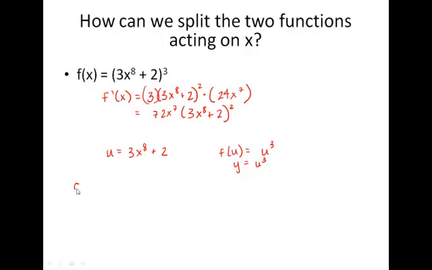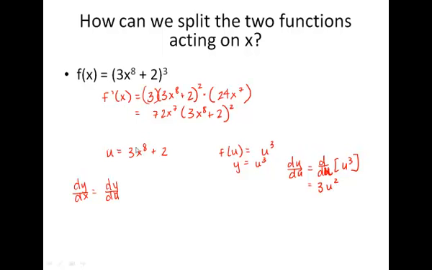So I'm going to use that rule, dy dx is equal to dy with respect to u first. So I'm going to find dy with respect to u. This is just going to be that good old power rule. I'm deriving my function, which I've named u cubed, with respect to u, so here it's going to be 3u to the 2nd.